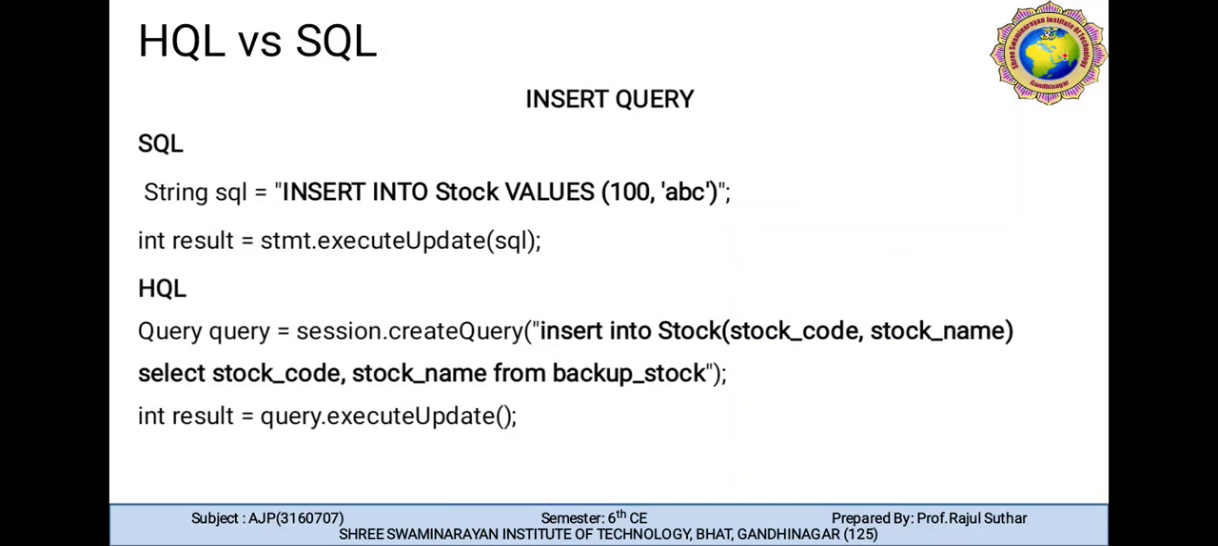While in an HQL query we require query is equal to session.createQuery, insert into class Stock, and here we specify which parameters we have to insert: first stockCode, second stockName. Select stockCode and stockName from our second table, the backup table, BackupStock. So it will retrieve the data from the BackupStock class. Same way here, integer result is equal to query.executeUpdate.